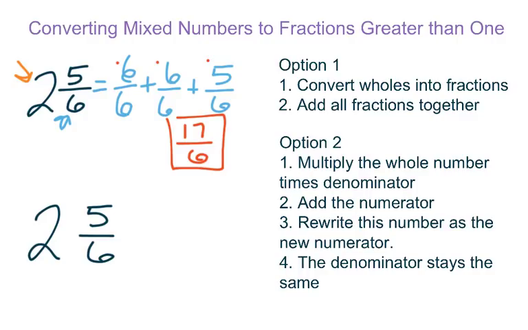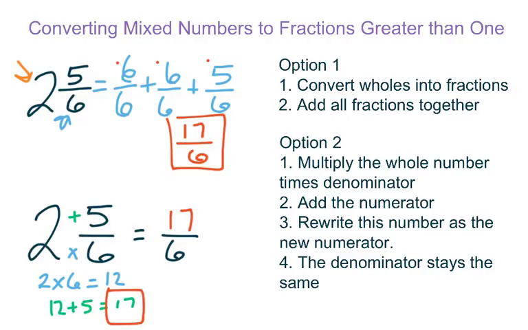Down here I'm going to do my multiple steps. I'm going to multiply, add, and then rewrite. So multiply, add, and rewrite with my current denominator of 6. First step is to multiply my whole number times my denominator. So 2 times 6 gives me 12. Next I'm going to add 12 plus 5, and that gives me 17. And then I rewrite my 17 as my new numerator, and I am all done. Either way, I get 17/6.